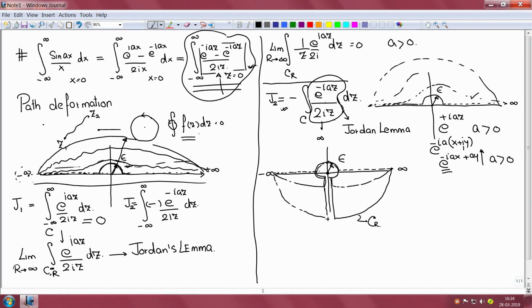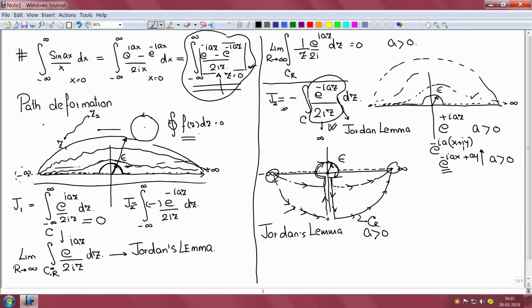Now again on CR Jordan's lemma is applicable. For a being positive, the downward negative half plane is applicable. So the integral on this part goes to 0. This integral that we are doing in the deformed path that has gone into the lower half of the complex plane, the CR part is 0 and the function is well behaved everywhere. So this was the path I was taking, and now this is the path I am taking: I go down here, go round the pole, come back up here and go to infinity, keeping these endpoints fixed.